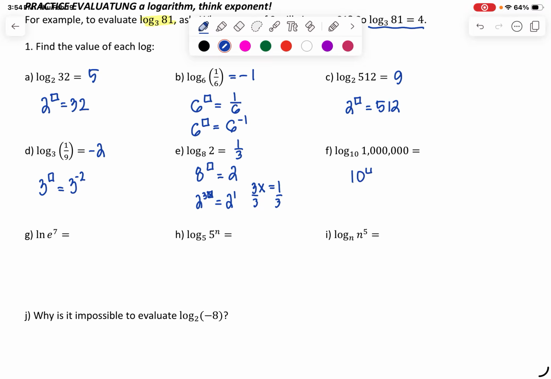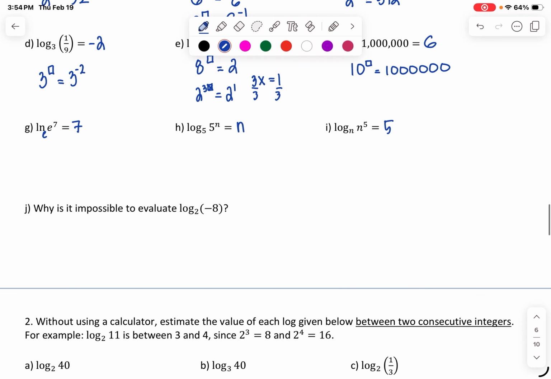This is 10 to what power gives me 1,000,000? So 6 zeros, I would need a 6th power. This, I'm just going to say bases match, this is 7. Bases match, this is n. Bases match, this is 5. I'm not going to rewrite them. I can just think through those.